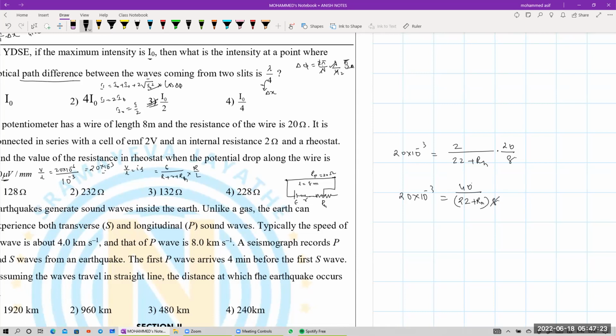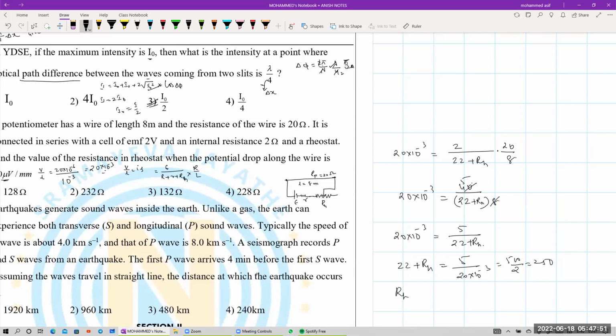8 ones are 5. So 20 into 10 power -3 is equal to 5 divided by 22 plus RH. So 22 plus RH will be equal to 5 divided by 20 into 10 power -3. That will be equal to 500 divided by 2, that means this is 250.